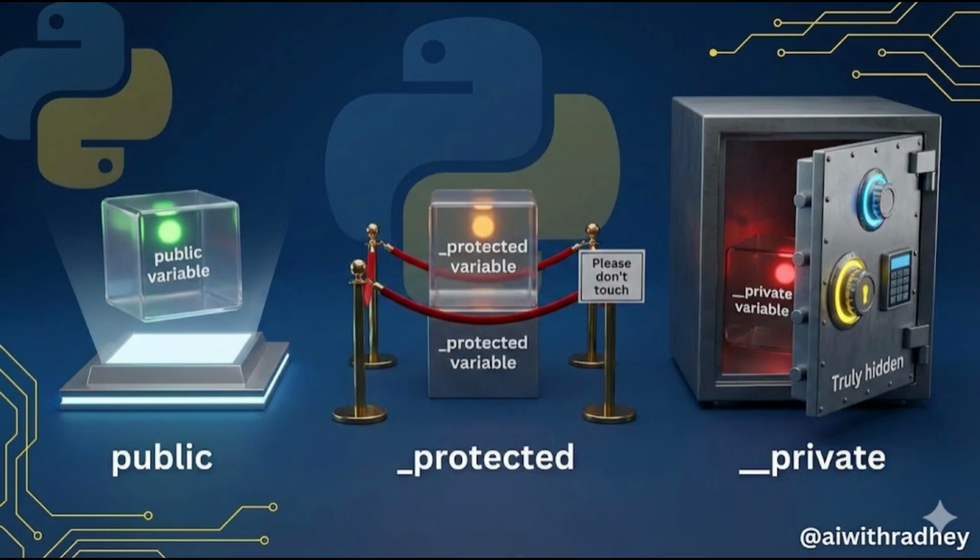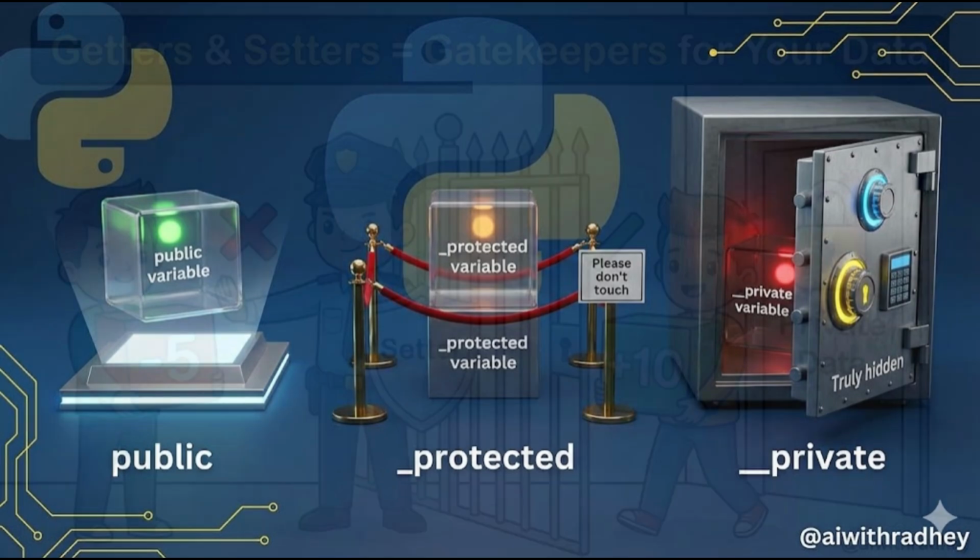Encapsulation: keeping secrets. Imagine if anyone could reach into your car's engine and cut the brake lines. That's dangerous. In code, we want to protect sensitive data. This is encapsulation. In Python, we use underscores. One underscore, _money, means please don't touch. Two underscores, __password, makes it private. Python actually makes it very hard to access this from outside the class.